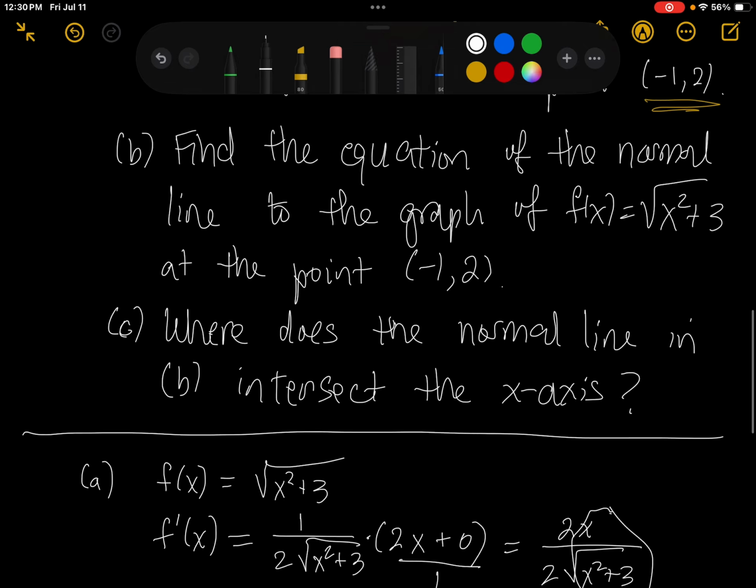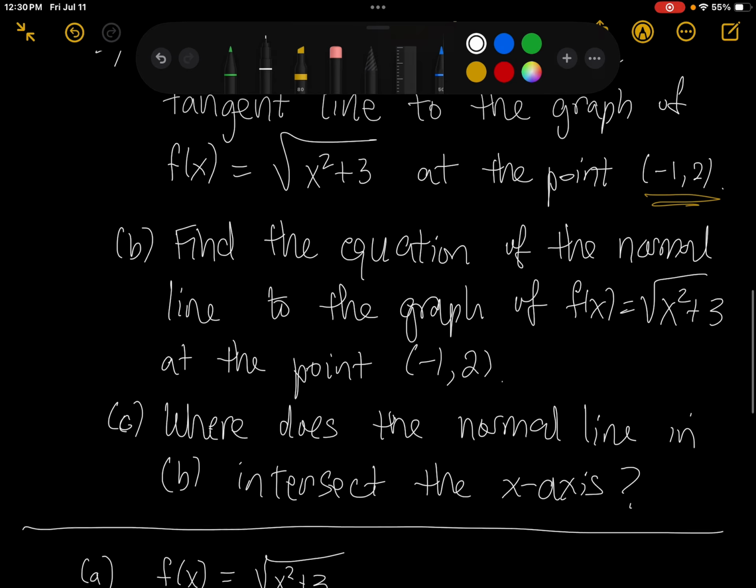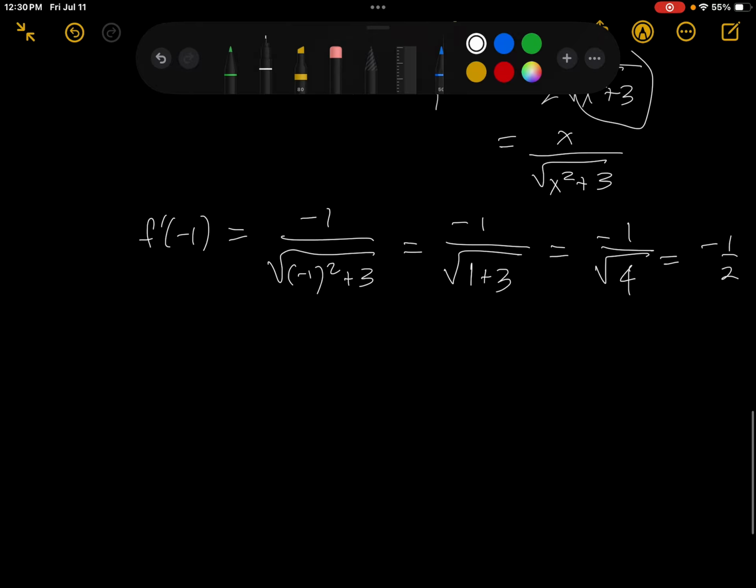How do I find the equation of the line? So we know that the slope of the line is -1/2, and we just need a point that the line goes through to find the equation of the line. And what point are we given in the problem that the line goes through? -1, 2, right? Because it's the tangent line at that point. That means it goes through that point.